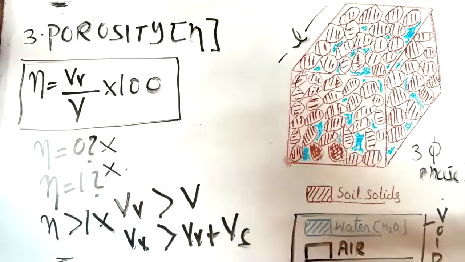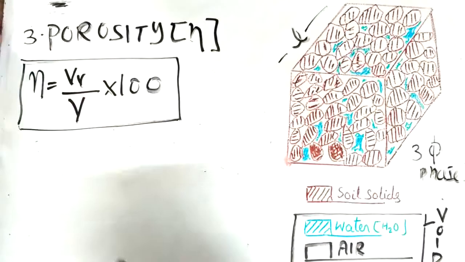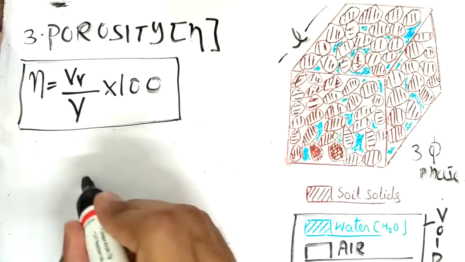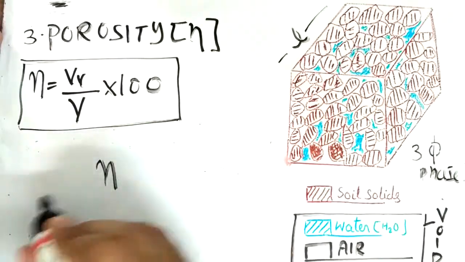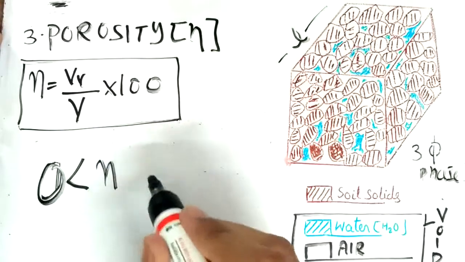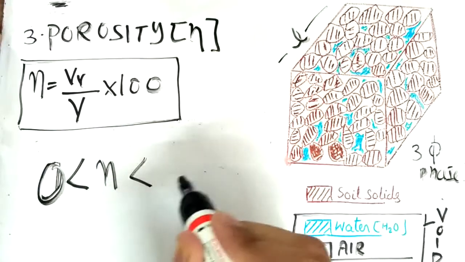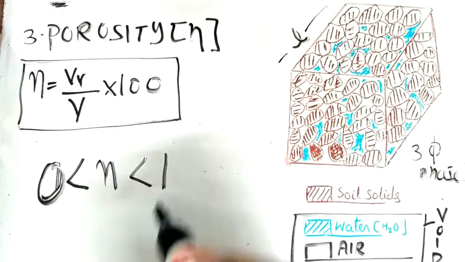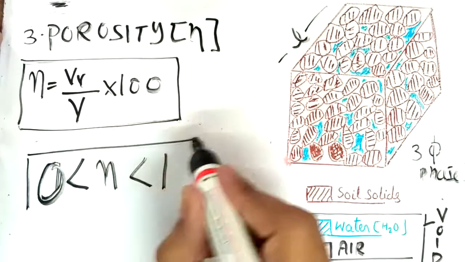So let's finally frame our limits. Our limits become: eta can have a value greater than 0 and cannot have a value greater than 1. So these are the limits.